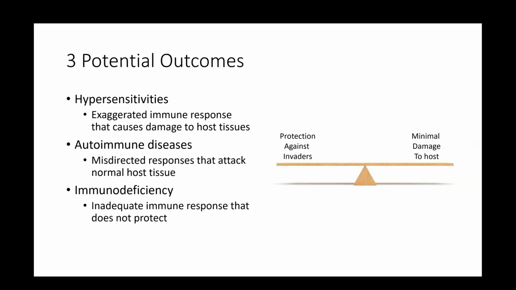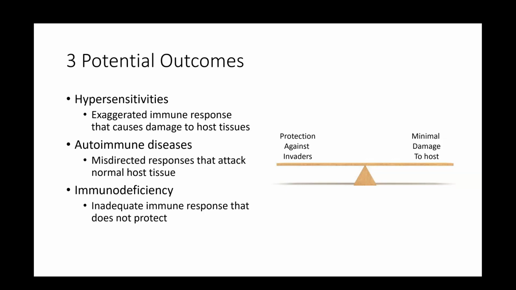So this is what I was talking about in the previous slide. We basically have three potential outcomes when our immune system isn't behaving properly. We can have an exaggerated response to something that should not even turn on our immune system. These are things like allergies and when we have haptens in our system. Essentially we have an immune response to something that we shouldn't have, and that immune response itself is going to damage the host tissue in some way.